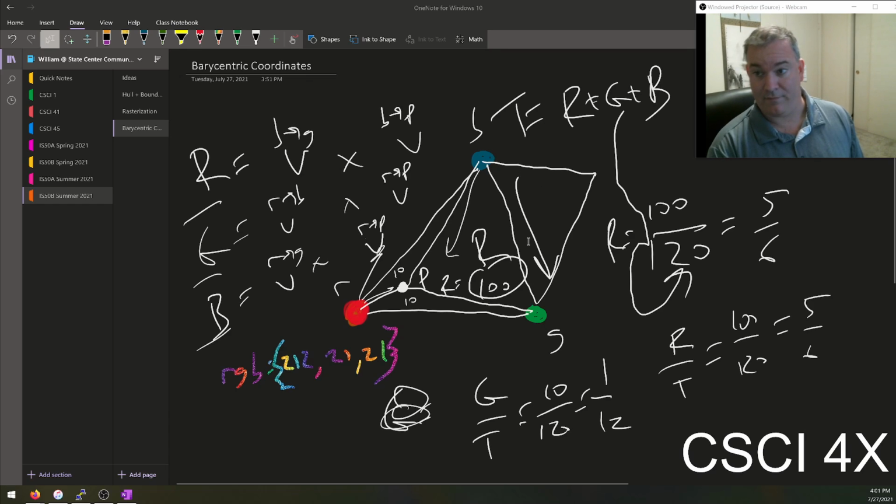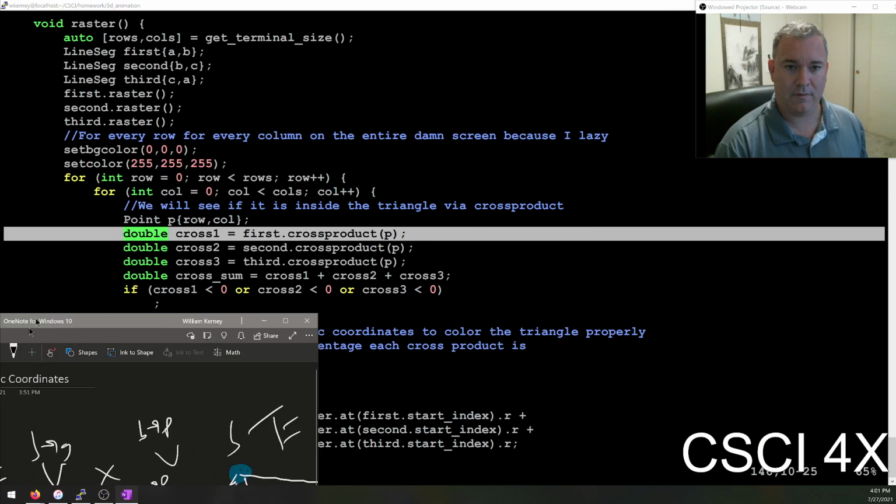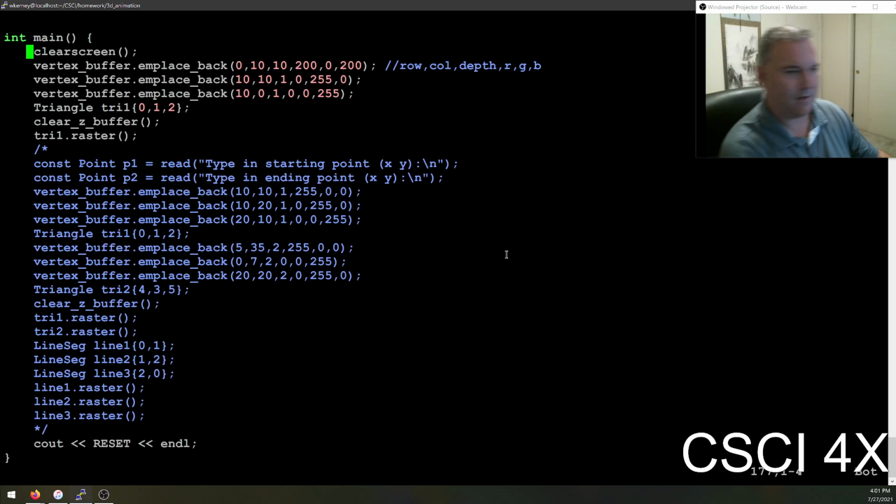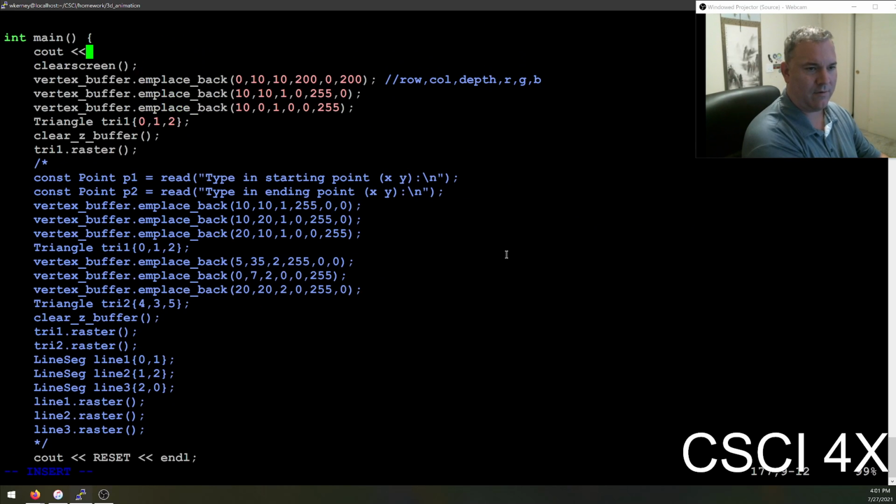Is the size of the red one. Okay. So let's see if we can figure this out. And also, we should test to make sure cross product is actually working correctly. So let's just verify that first. So let's make a line segment.